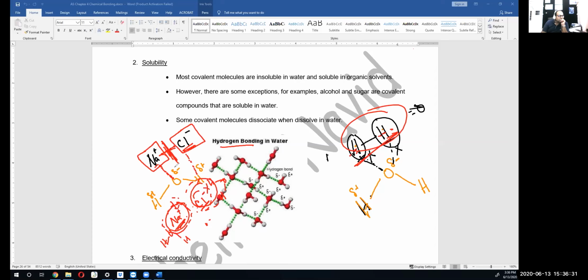Yes, ion dipole bond. This is an ion dipole bond.